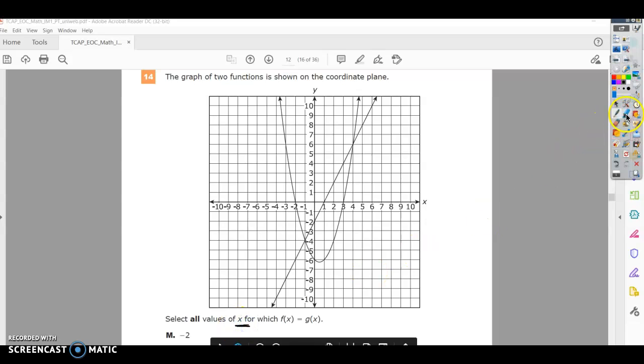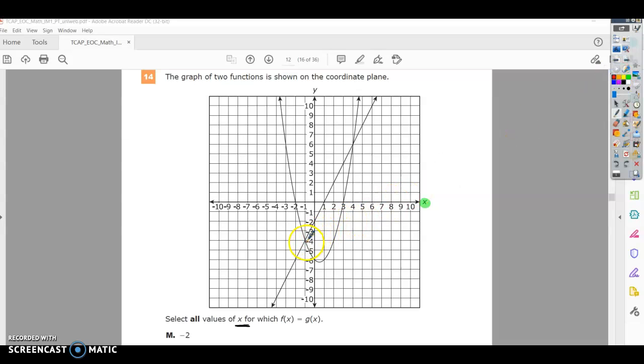So first thing we need to know is that our x-axis is here. So this is our x-axis, it's the horizontal axis, so these are the x values that we are looking at. Alright, so where f of x equals g of x. We have two functions and we need to find where they are equal.